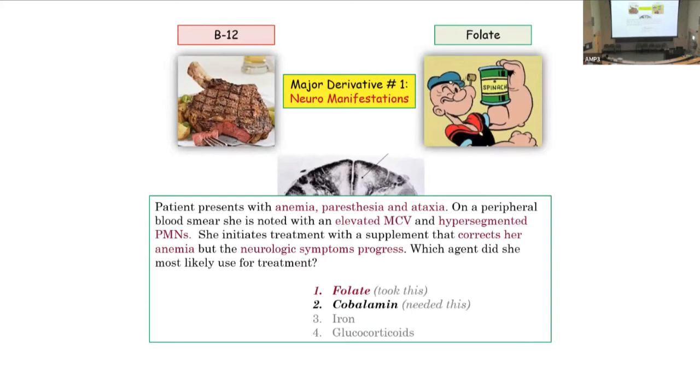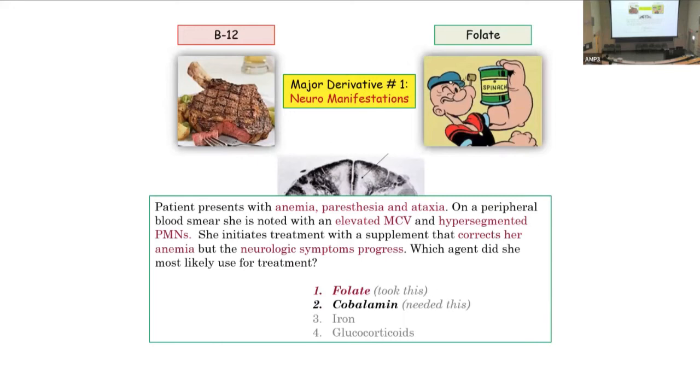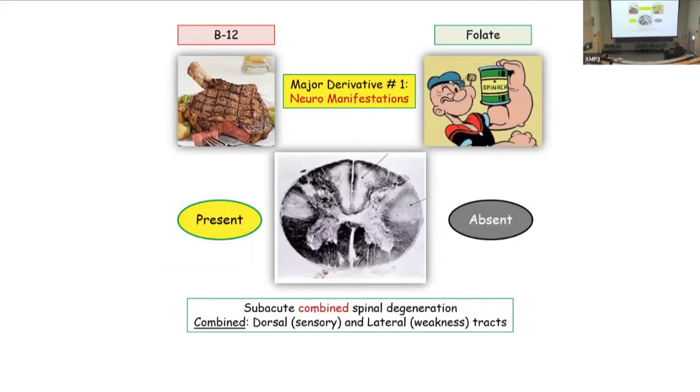They gave you anemia, paresthesia, ataxia. That's the whole package. They got you to B12 with the elevated MCV and the hypersegmented PMNs. They took a supplement that corrected the anemia, but not the neurologic symptoms. So I just told you, right, that B12 is the cause of the neurologic symptoms. And in this instance, we fixed the anemia, but in fact, they needed cobalamin, B12, to fix the neurologic symptoms. That's a lovely distinction they're going to like to make. And we'll get to in a second why the anemia got better, but the neurologic symptoms didn't. All right, so that's major derivative number one.